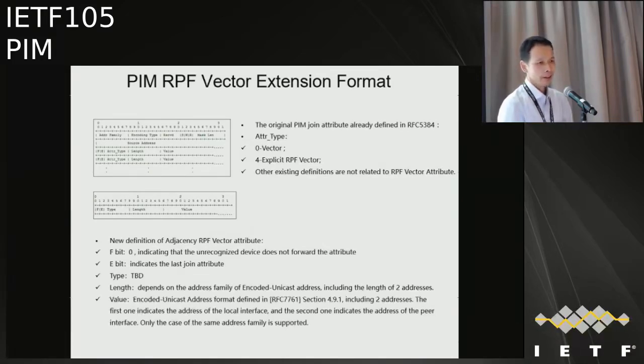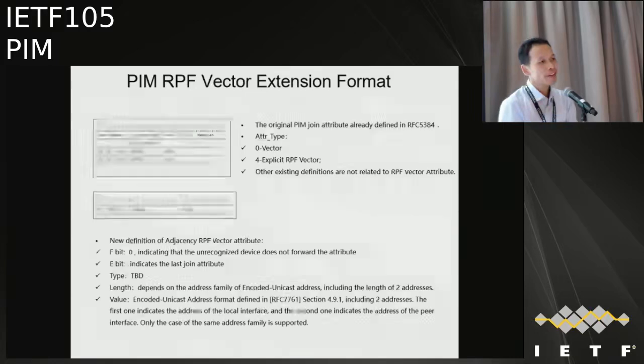Any other comments? Yeah, maybe one comment. Rishabh Parekh, Cisco. There's already an RFC for an explicit RPF vector in PIM. Did you consider extending that? Sorry, there is an existing RFC that defines the explicit RPF vector in PIM join messages. Did you consider extending that before doing this format? Sorry, can you take this to the list? Okay, thank you.